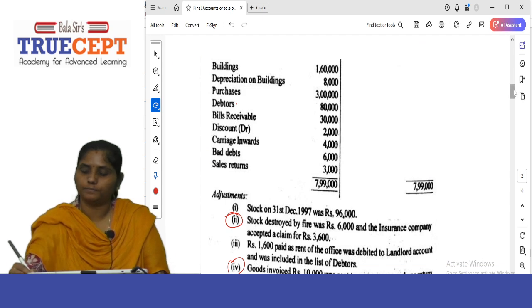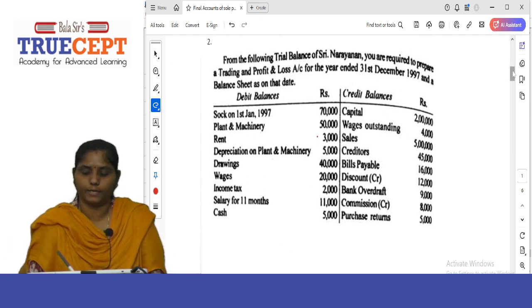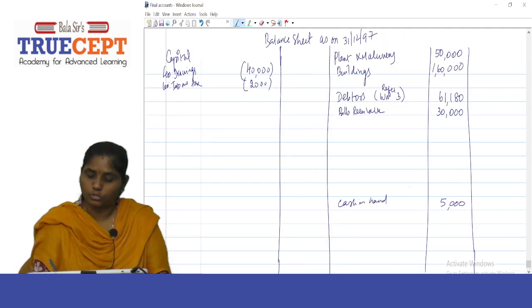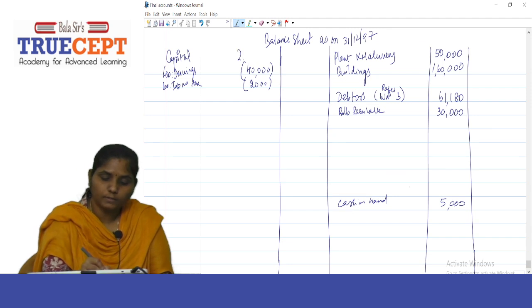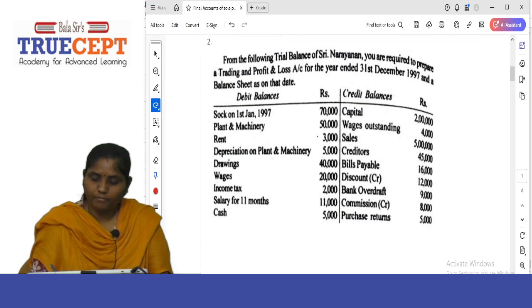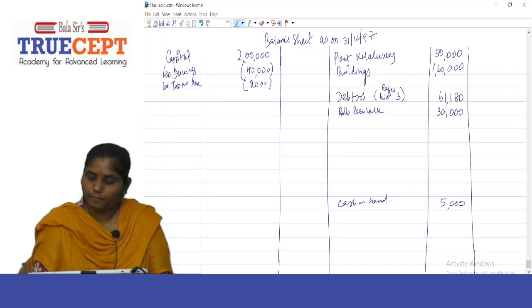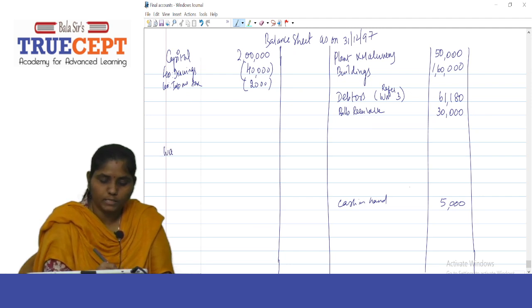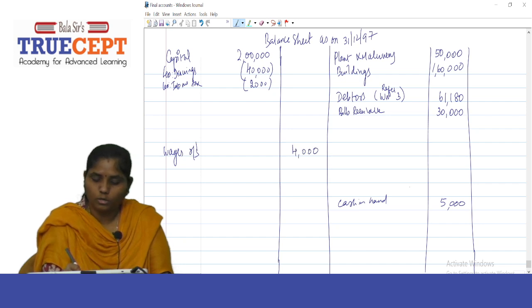Debit side over. Go to the credit side. You have capital. So balance sheet capital. How much? Sorry, 2 lakh. Yeah, 2 lakh. What is the next item? You have wages outstanding. Where will it come? In the balance sheet. Exactly. So wages outstanding, and amount in outer column 4,000.